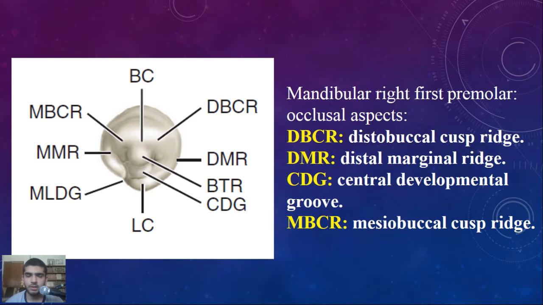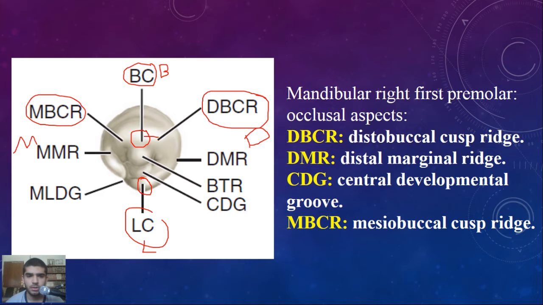From occlusal aspect, this is the buccal side, lingual, distal, and mesial. What we can see from occlusal aspect: the buccal cusp and the lingual cusp. We also see the distobuccal cusp ridge and the mesiobuccal cusp ridge. The distal marginal ridge and the mesial marginal ridge.